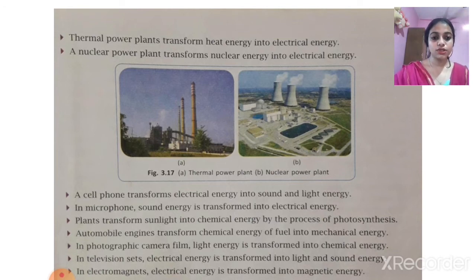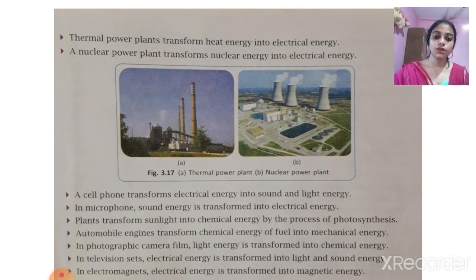A cell phone transforms electrical energy into sound and light energy. In a microphone, the sound energy is transformed into electrical energy. And plants transform sunlight into chemical energy by the process of photosynthesis. It is a very, very important process taking place in the plants. They are preparing their own food, isn't it? So the plants transform the sunlight into chemical energy by the process of photosynthesis.